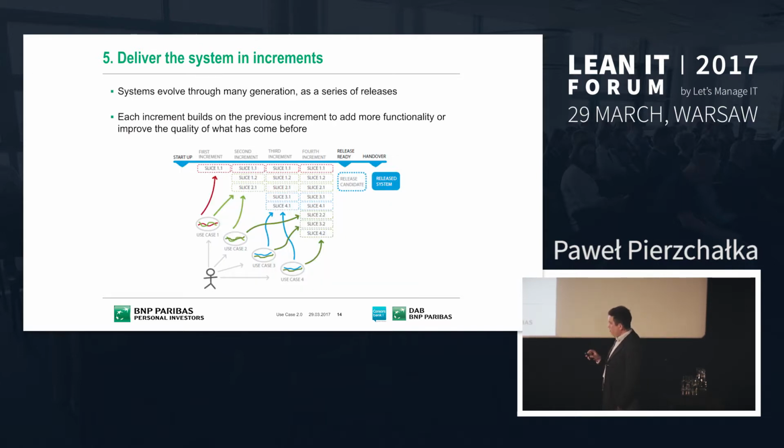There is the fifth principle. The fifth principle says deliver the system in increments. So we don't build our system as a big bang. Usually the systems evolve through generations, and we build the system as releases. So the concept of delivering the system in slices, the use case 2.0, just supports this way of developing by providing pieces of business requirements, which can be put into development and provide the real value for the user.